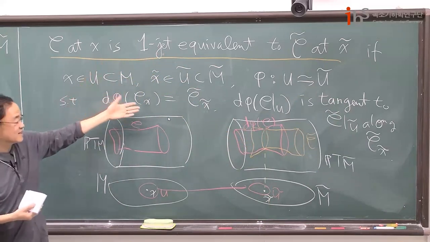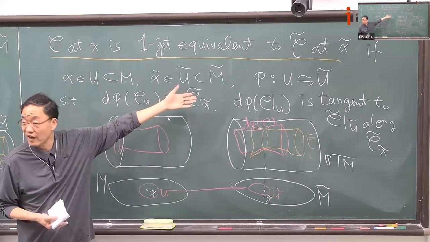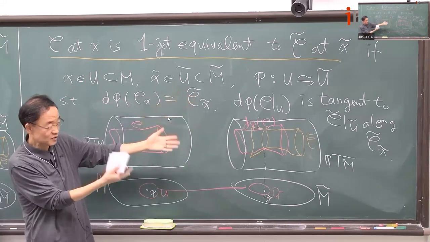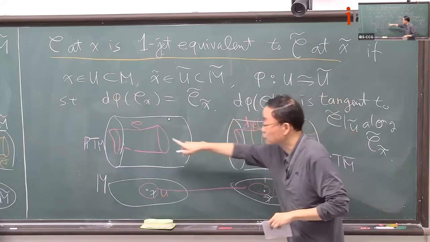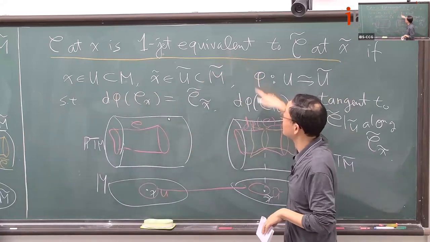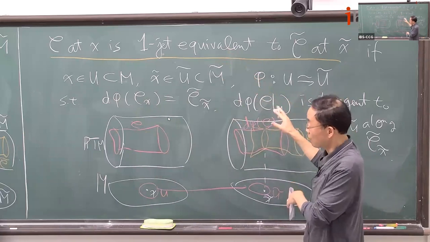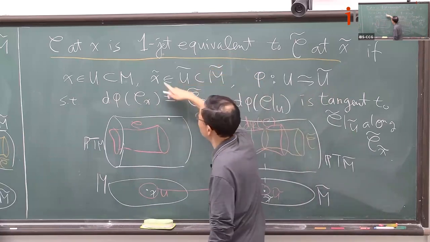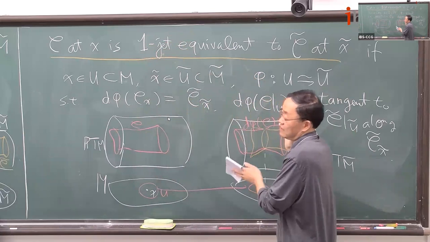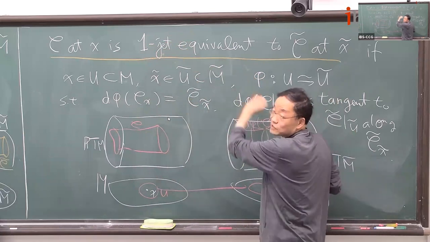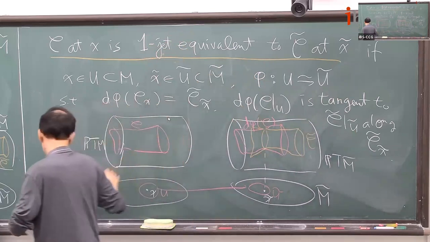The reason you consider something like this is that it's easy to check. It's calculable, right? You can check algebraically whether two structures are one-jet equivalent or not. That's why we introduced it. Of course, you can introduce in the same way k-jet equivalence, higher jet equivalence. But essentially, one-jet equivalence is the most important one, which we need to discuss.